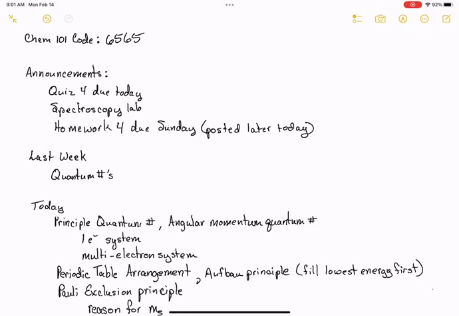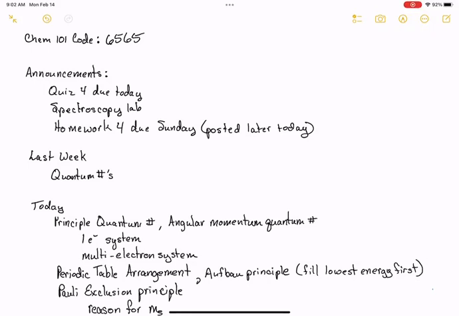The principal quantum number basically describes how far away from the nucleus the electron resides. The angular momentum quantum number describes the shape of the electron density map associated with that electron. And the magnetic quantum number basically describes which axis the orbital resides on. So it describes the orbital.